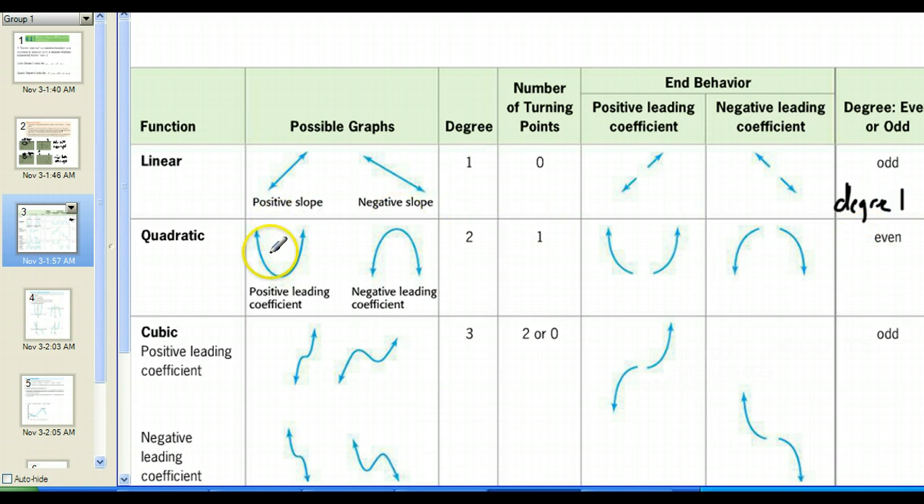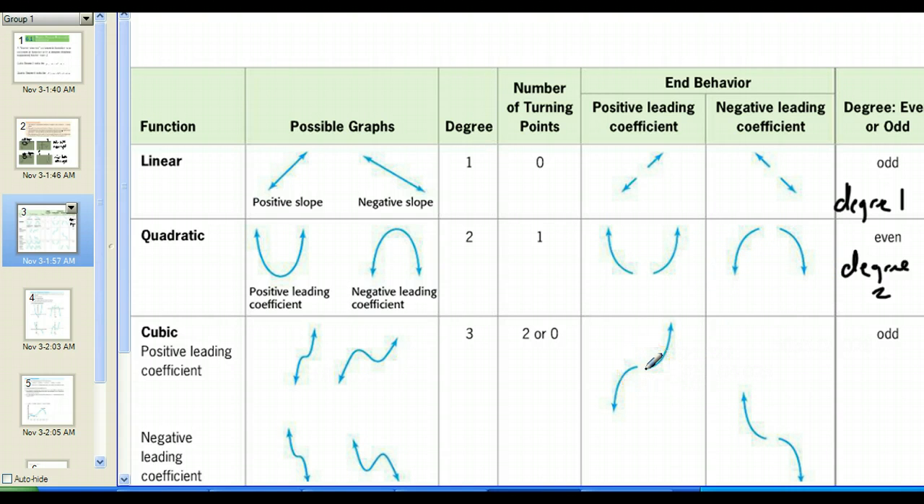And then quadratics, we've talked about them before. Parabolas: a positive leading coefficient means it opens upward, a negative leading coefficient means it opens downward. And again, leading coefficient determines the end behavior. So a positive leading coefficient, it's going to do this. A negative leading coefficient, it's going to do this. So this one's even degree, degree 2. And again, even degrees agree on both ends, up and up or down and down on the ends.